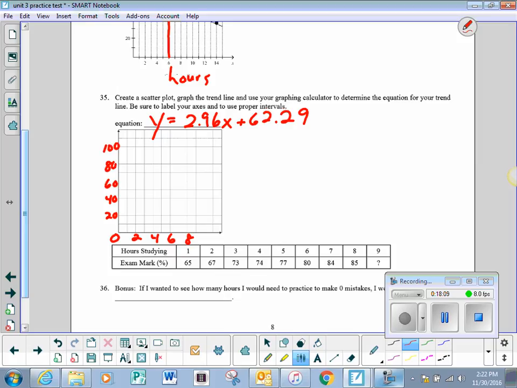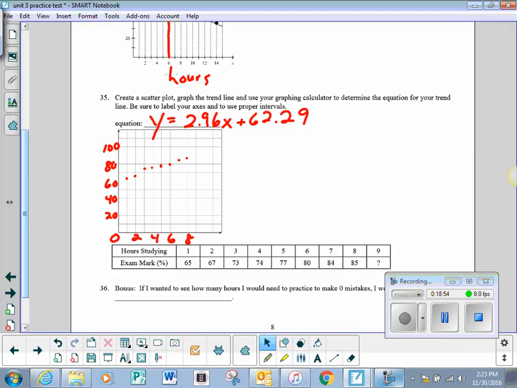And then I go ahead and graph my points. So I have 1, 65, so that'd be about right here. I have 2, 67. I have 3, 73. I have 4, 74. That's going to be just barely above. I have 5, 77. Whoops. Got off a little bit there. Sorry. Hard to see. It didn't show up very well here. 5, 77. And then we have 6, 80. We have 7, 84. And we have 8, 85.